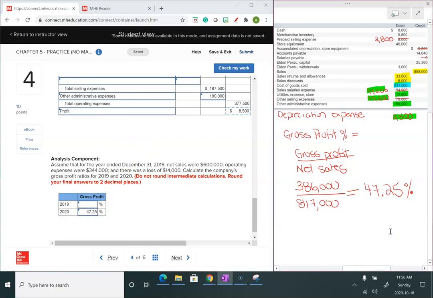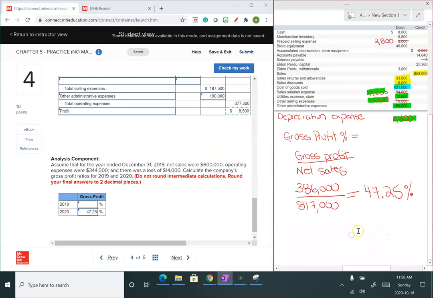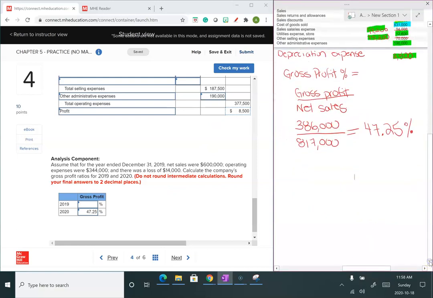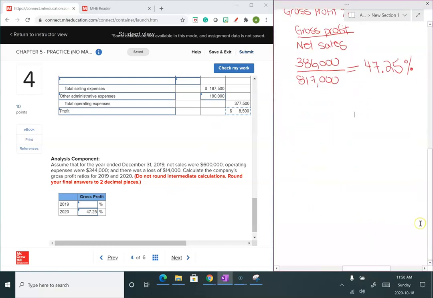So now what I have to do is they gave me enough information to calculate the gross profit for 2019. So I'll just do it right here. Okay, so for 2019, they gave me my net sales. So I'll just put together a quick income statement of 600,000 and then minus your cost of goods sold. So I just call this COGS. That will give us our gross margin or our gross profit.